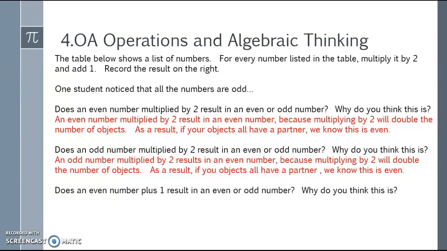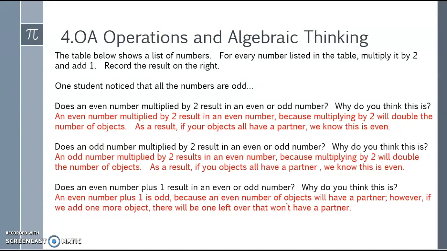Does an even number plus 1 result in an even or an odd number? Well, an even number plus 1 will always be odd. Because there are an even number of objects, each piece will have a partner. However, if we add one more of those objects, there's going to be one left over that won't have a partner.